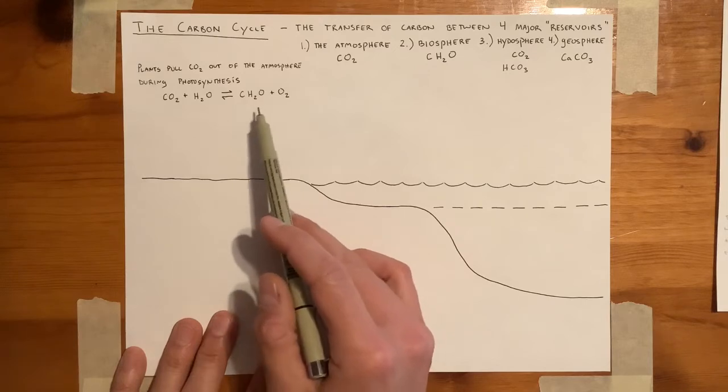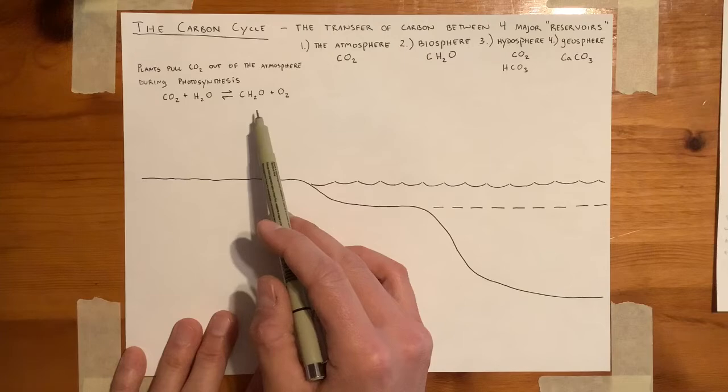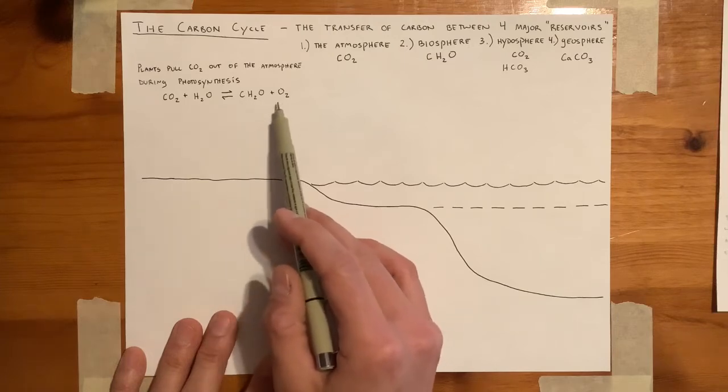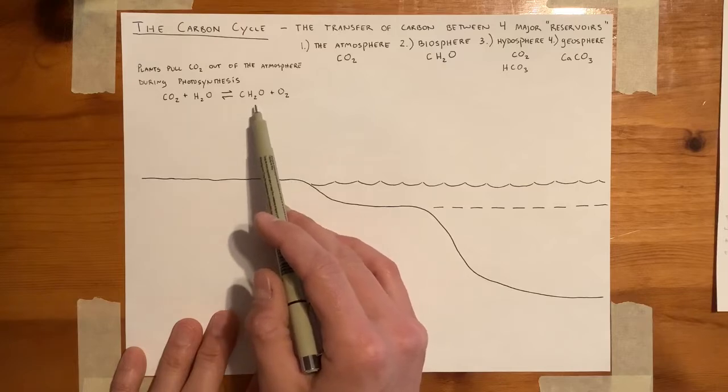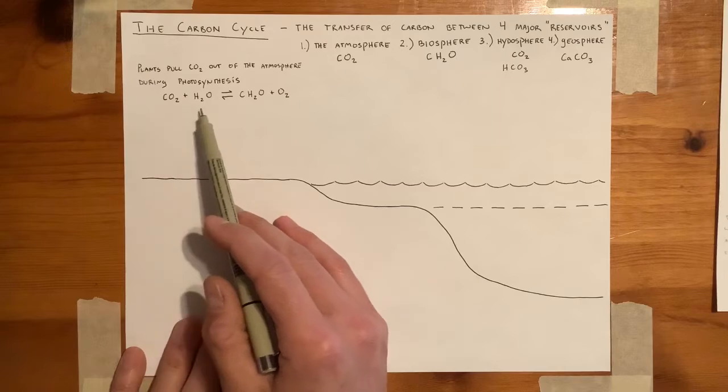So animals do this same reaction, but in reverse when we respire or breathe, right? We turn sugars and oxygen into energy that helps us live, and we breathe out carbon dioxide and water vapor.